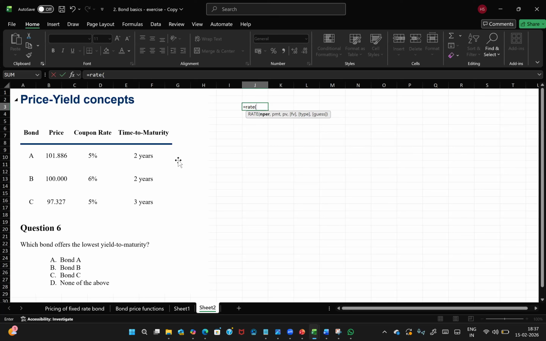For the first problem, number of periods is 2. PMT is 5. Assume that it's annual, if not given. What is PV? Price given is always PV, the price today, which is this. What is future value? 100 par value. Give minus 100. And your rate becomes, say, 6%. 5.86%.